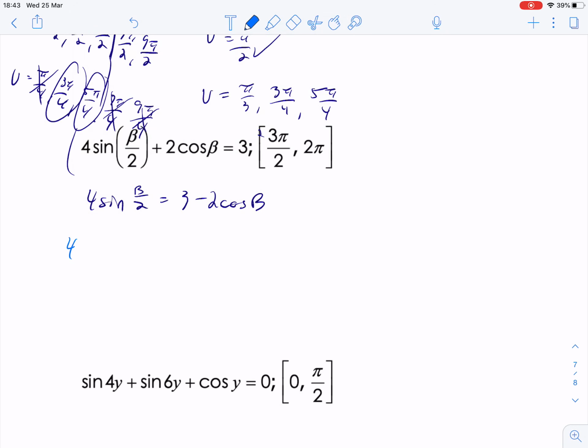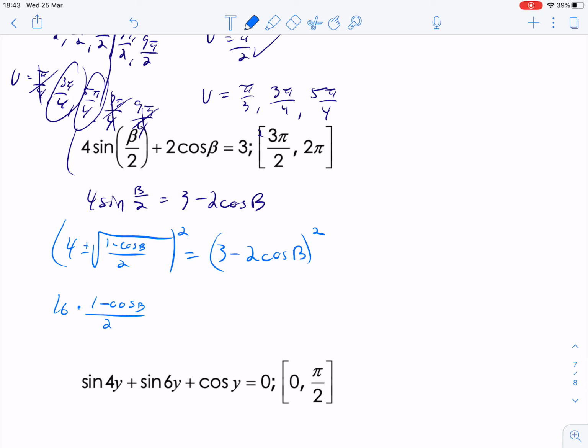So, sine of b over 2 is going to be plus or minus the square root of 1 minus cosine of b over 2. And we're going to square that, and we get 3 minus 2 cosine of b. We're going to square that. All right, so we get 16 times 1 minus cosine of b over 2 equaling 9 minus 12 cosine of b plus 4 cosine squared of b. Square the first, square the last, multiply together, and double. That's how you do it.